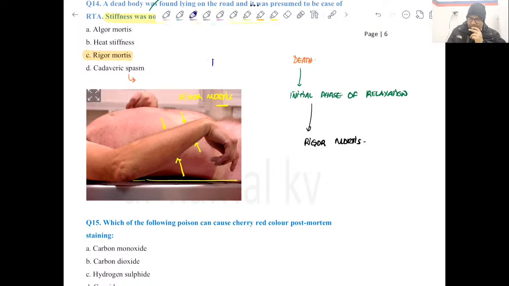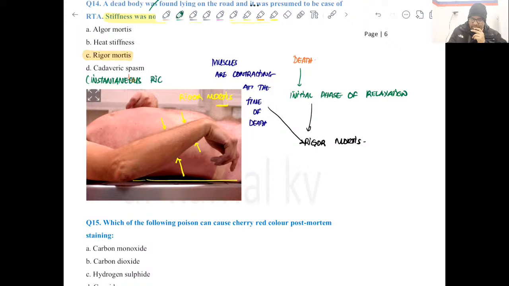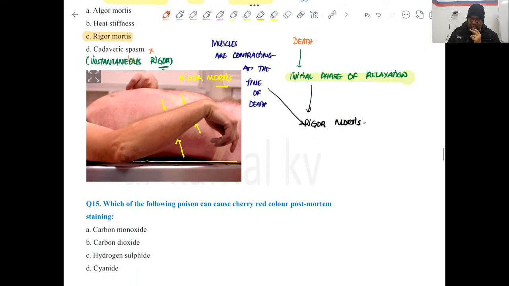But if the muscles are contracting or are working at the time of death, as we see if someone is drowning, then what happens? Straight away they go into rigor. So this is known as cadaveric spasm or instantaneous rigor. Right? So the only difference is the initial phase of relaxation, which is seen usually, but in here there is no intermediate initial phase of relaxation. Right? So this is rigor mortis.